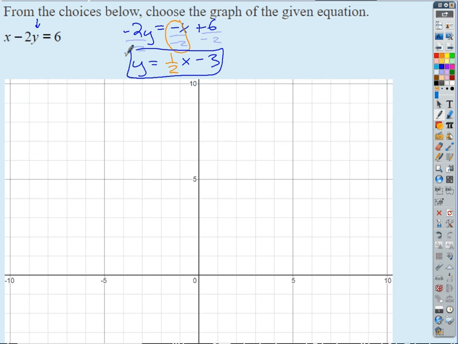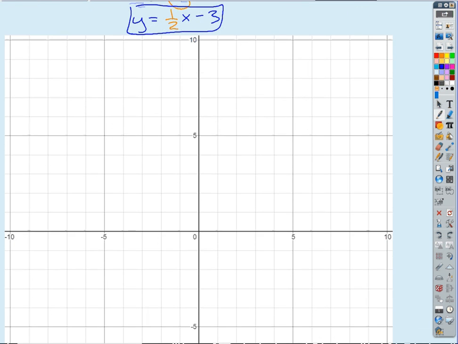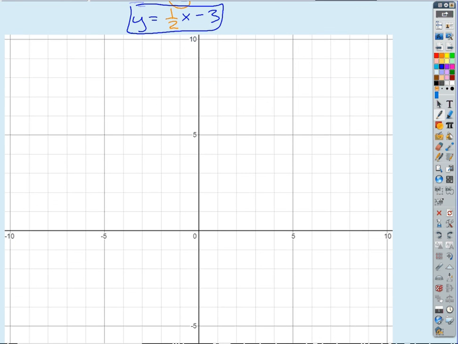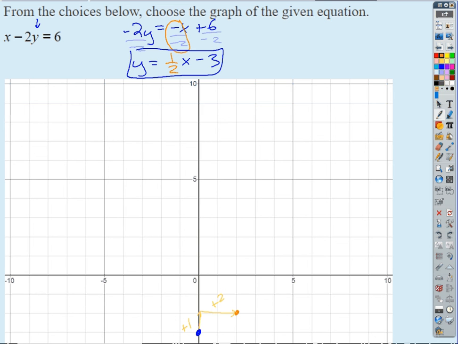So Dominic, how am I going to graph that? Okay, I'm going to start with a y-intercept of negative 3, and what am I going to do? Up 1 over 2. Plus 1 up, plus 2 over, and I get another point right there. And then I just connect and extend those, right? Okay, what could my other strategy have been, though?